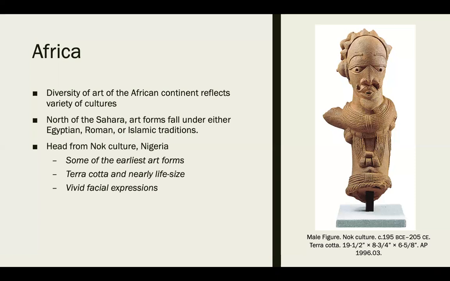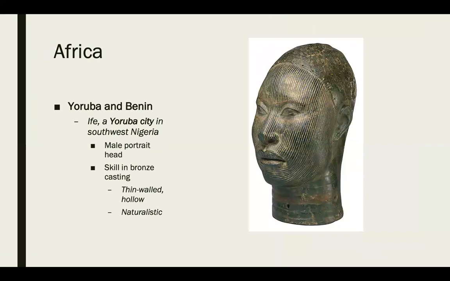But going back into the lesson, we've got this head from the Nok culture in Nigeria. Some of the earliest types of art forms that we see, they're using terracotta with nearly life-size forms and very vivid, exaggerated, abstracted facial expressions. The Yoruba and the Benin were two very profound tribes around the southwest of what is today Nigeria.